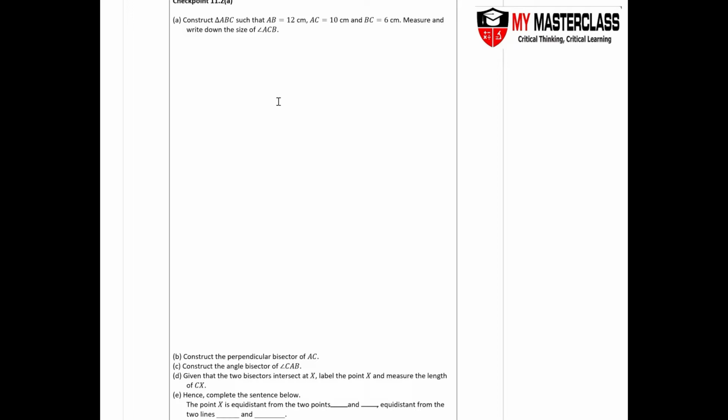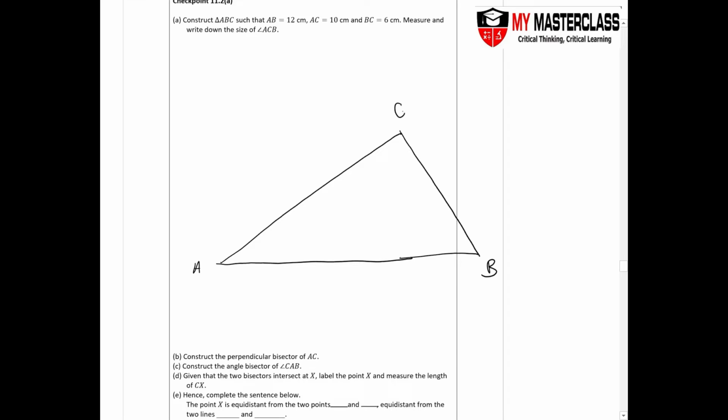They say construct a triangle ABC such that AB equals 12 cm. So use your ruler, draw out AB equals 12 cm. Alright, and then AC equals 10 cm. So you would probably have 10 here, C. And then you'll probably have a B, which is about 6 cm. Wait, maybe this one is a little bit longer. So you should have AB, AC, and then BC. Okay, this makes a little bit more sense.